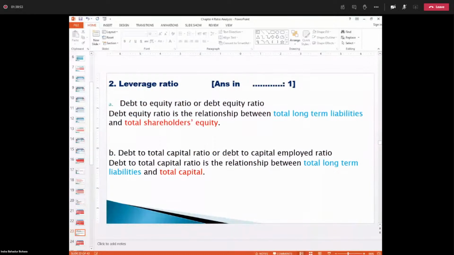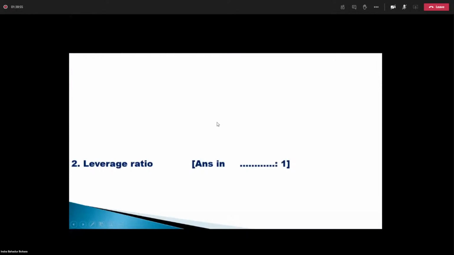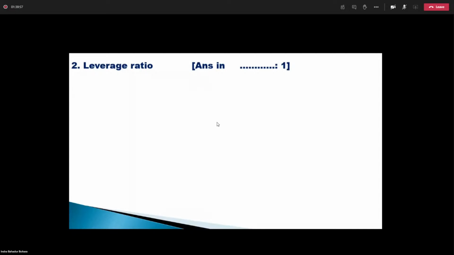Now next is leverage ratio, and leverage ratio measures the long-term liability payment capacity of the company. Can a company make the payment of long-term liability by its long-term capital or not? What is the position of long-term liability, the composition of long-term liability on total capital or shareholders fund?